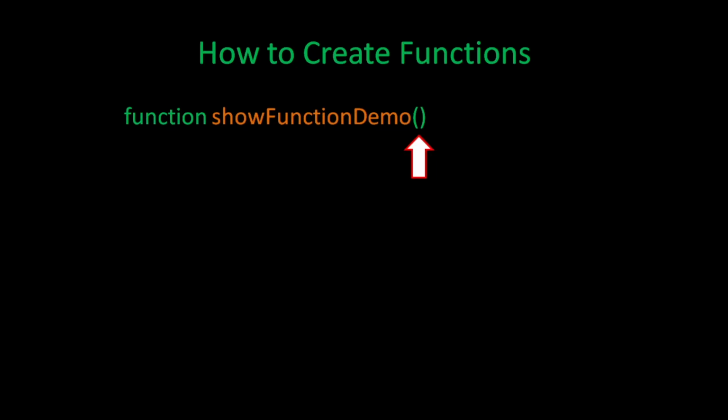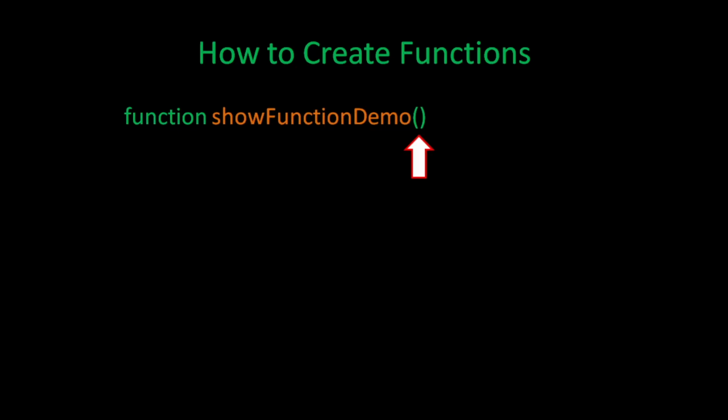Immediately after the name of the function, with no space following, we type a set of parentheses. Inside of the parentheses, we can send input into the function. This input could be in the form of values, variables, or objects.